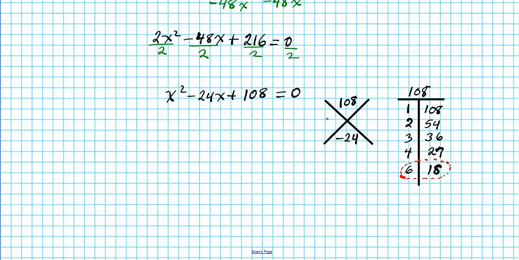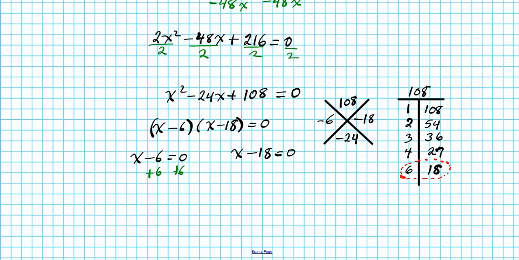Okay, so 6 and 18, the sum has to be negative, so that means both of them are negative, and the product has to be positive. So we have x minus 6 times x minus 18 equals 0. All right, so we set both of them equal to 0 and then solve. So you add 6 to both sides here, x equals 6. And then this one, you add 18 to both sides, and then you have x equals 18. Okay, so it turns out that these are the two answers that we are looking for.